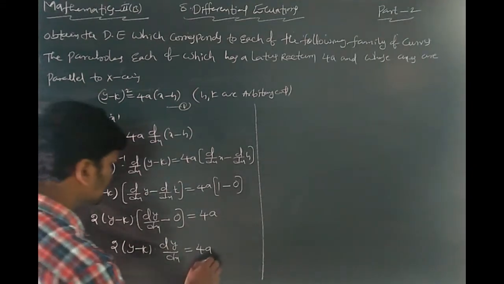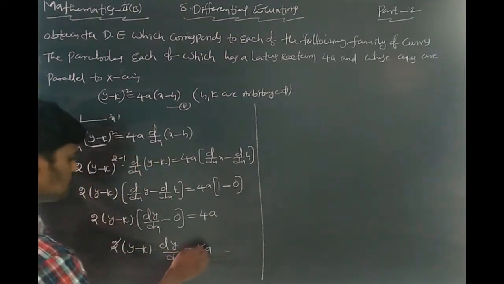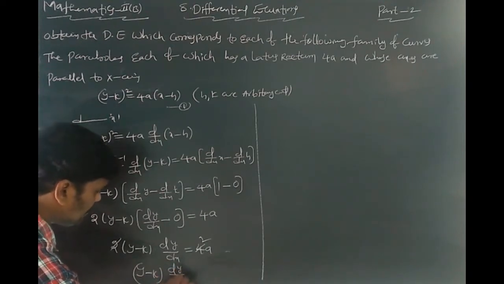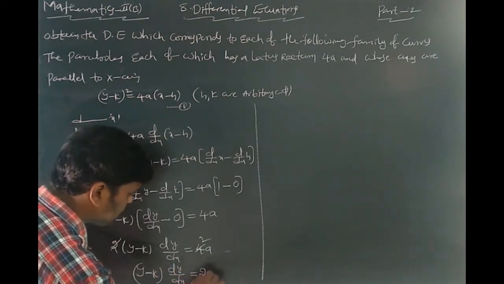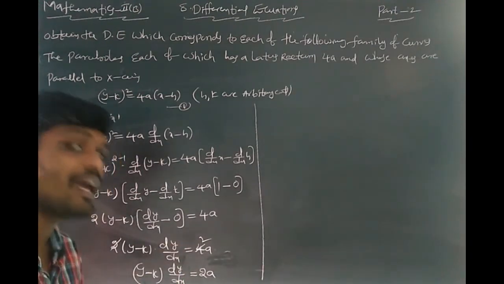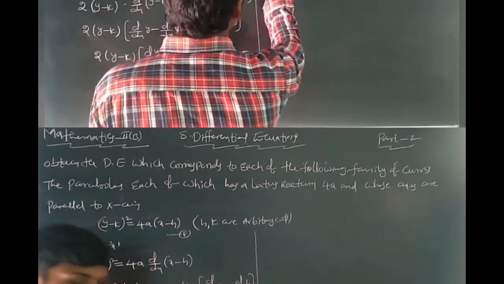After that we can write this. Suppose this one is equation number 2. The 2s on both sides cancel. Y minus k into dy by dx is equal to 2a. Y minus k into dy by dx is equal to how much here? 2a.